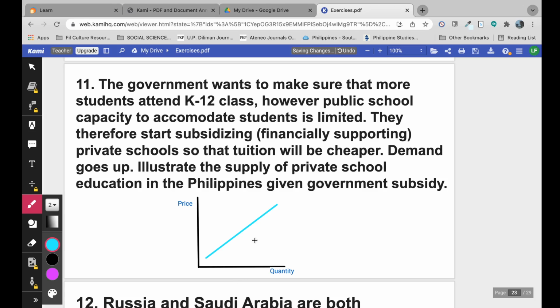And then, what happens to the supply of private school education given that the government has started supporting the private schools themselves? Okay, so, syempre, it will shift to the right, right? Businesses would want to enter the private education market, right? And at the same time, the current private schools would want to offer more slots for students to go to their schools. So we can see here that our supply of private school education would shift to the right, given the increase in private school education because of the support that the government has given. So eto yung ating magiging supply curve. Okay. I hope this is understood.